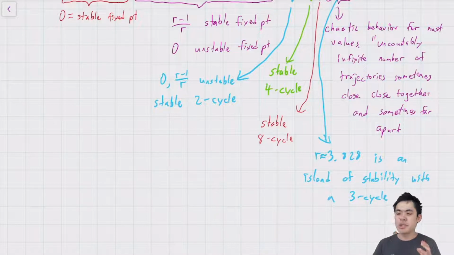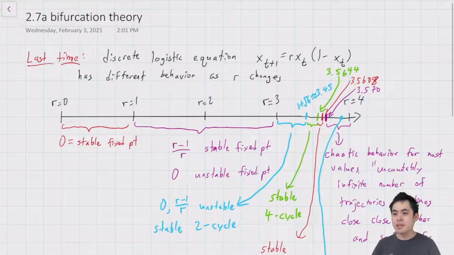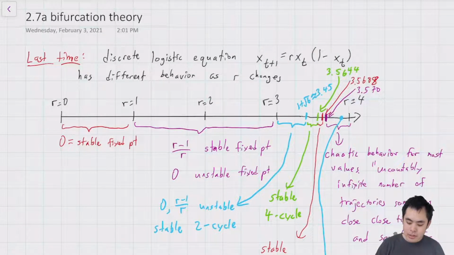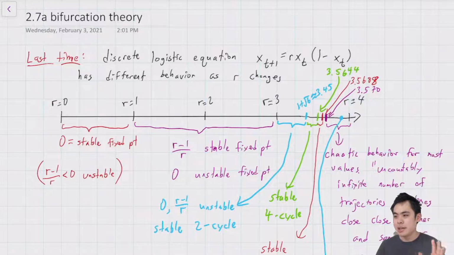So this discrete logistic equation actually does all sorts of weird things. First it starts out with 0 as the stable fixed point, and it turns out that we also have (R minus 1)/R, which is less than 0 and unstable. But that's negative, so it doesn't actually matter. And then between 1 and 3, the stable and unstable fixed points swap. And so then (R minus 1)/R is your stable fixed point.